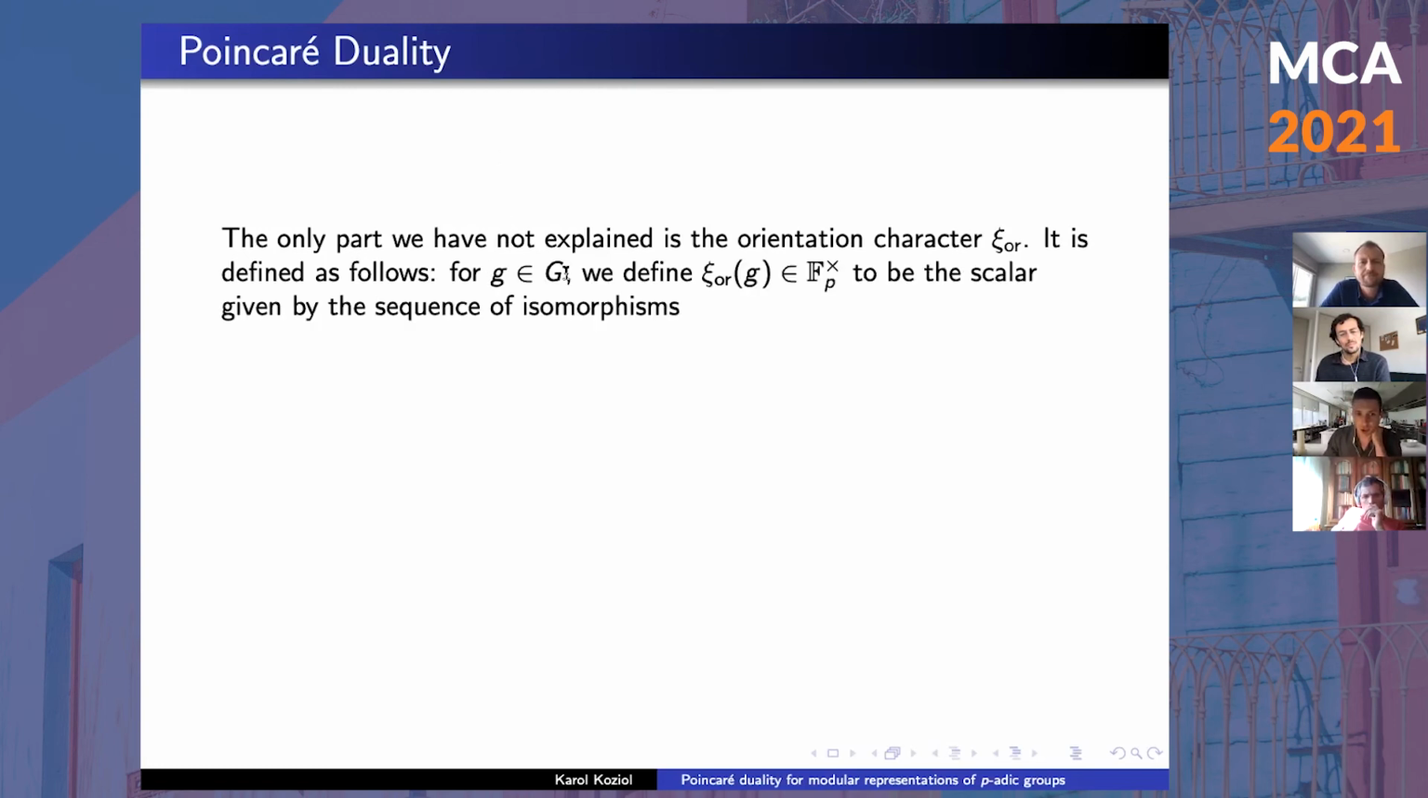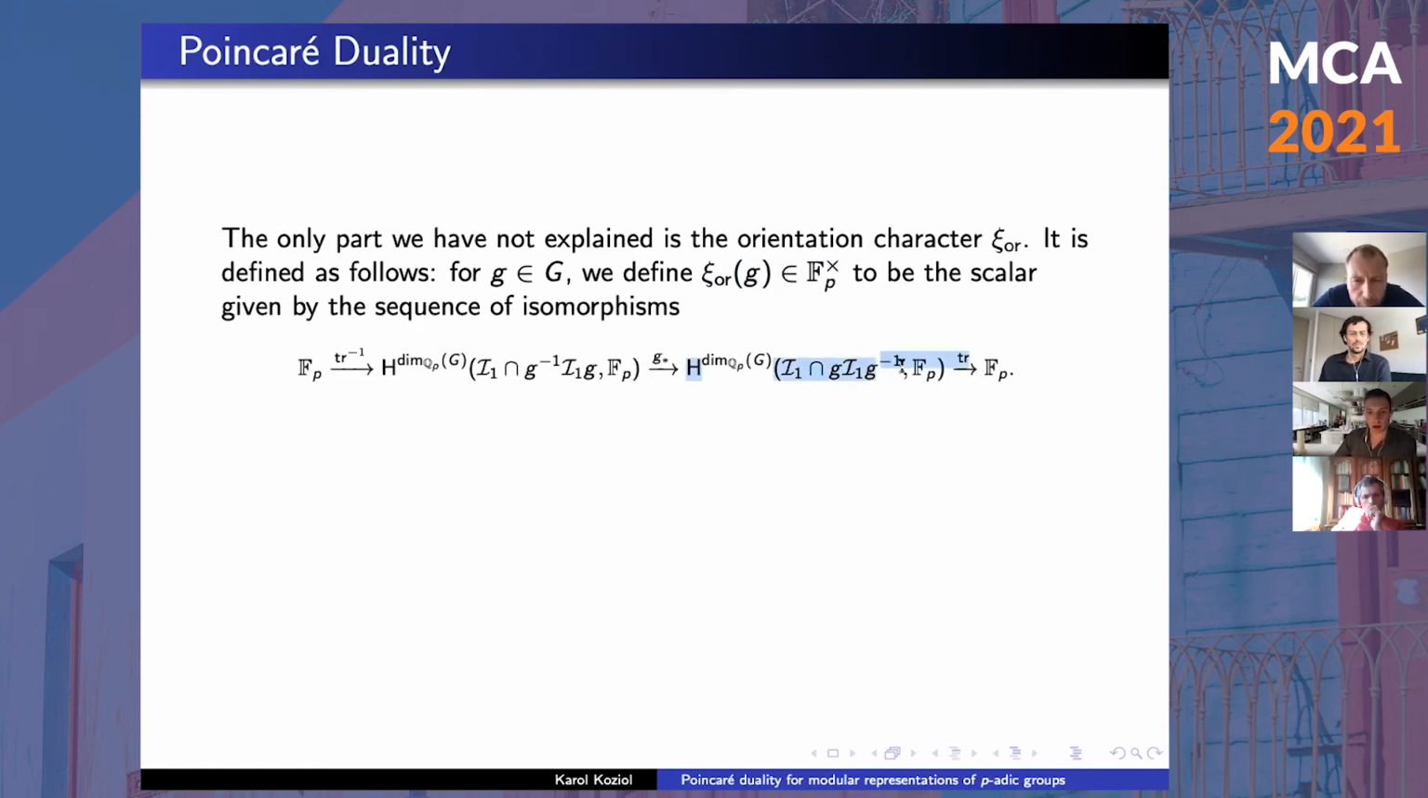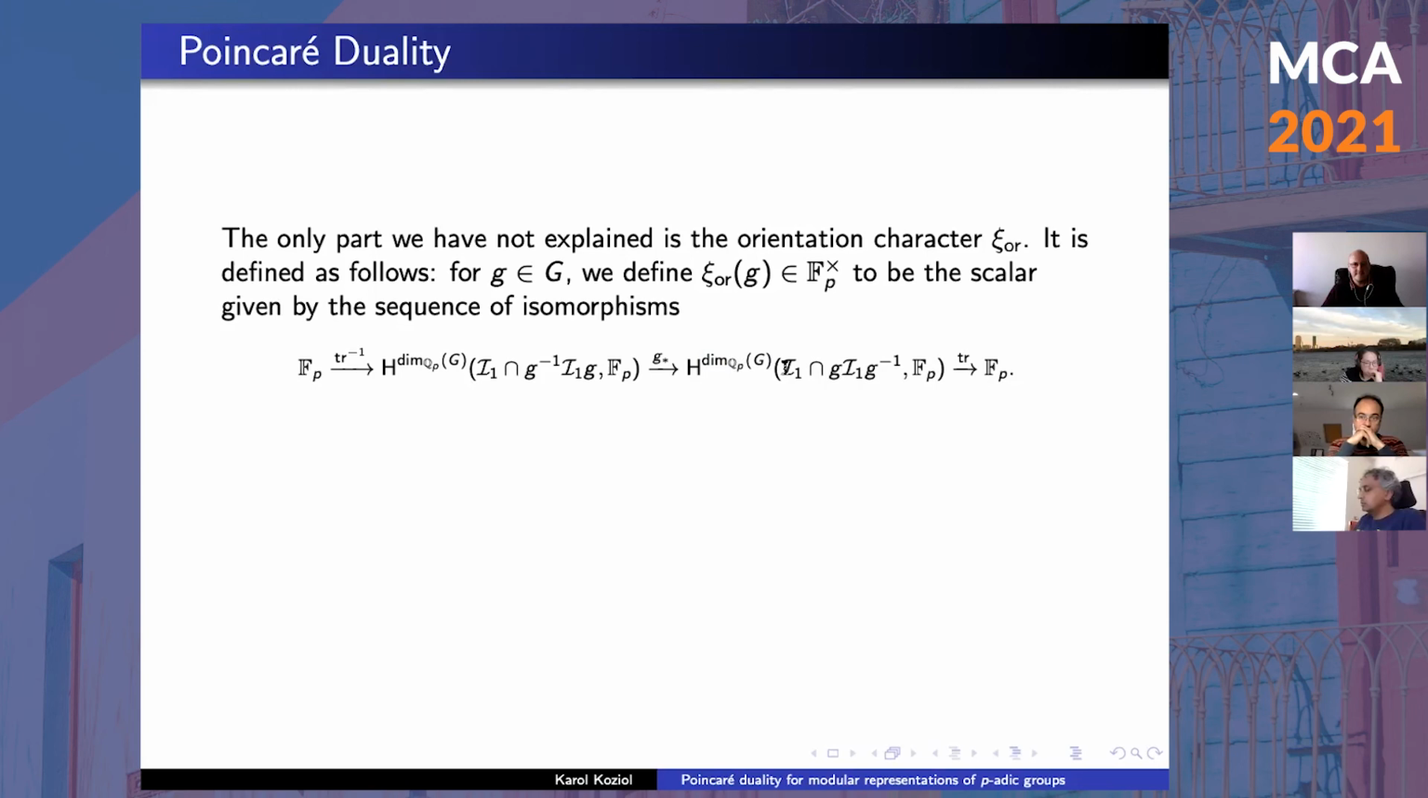Given an element g in G, we define this value in F_p bar to be the scalar given by the following sequence of isomorphisms. If I look at what happens on this right-hand side, I'm looking at the top cohomology of a certain profinite group, I1 intersect with one of its conjugates. Assuming I1 is torsion-free, its cohomology is bounded. This is its top cohomology, and results of Lazard imply that this cohomology space is one-dimensional. There's a canonical trace map.